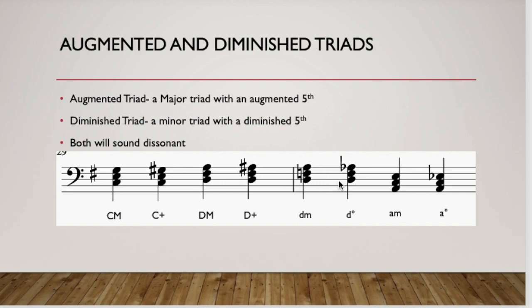And then if we want to do diminished, we can think of the minor triad with the diminished fifth. So that D to the A flat is a diminished fifth. And over here, the A to the E flat is a diminished fifth. And we can mark that shorthand with a little degrees symbol. So this is a diminished triad. Here's what those sound like.